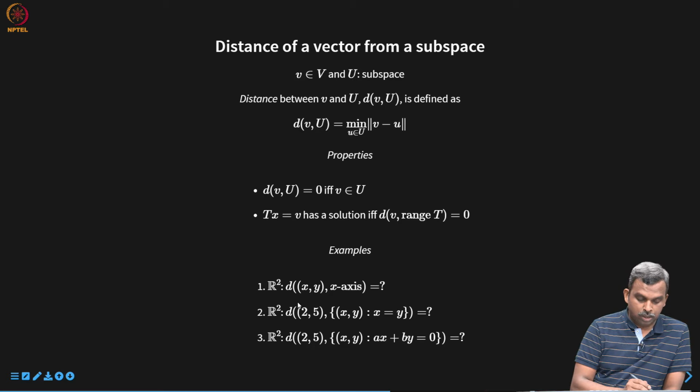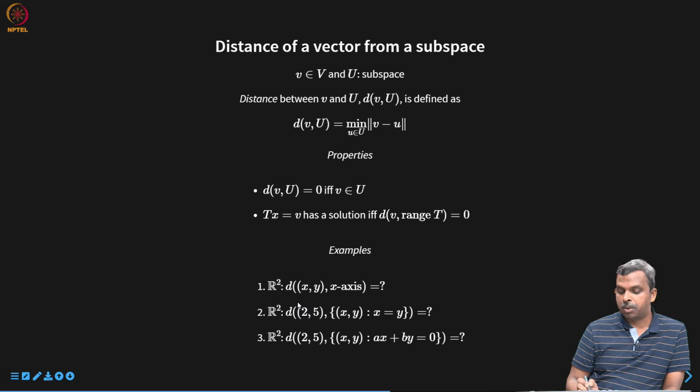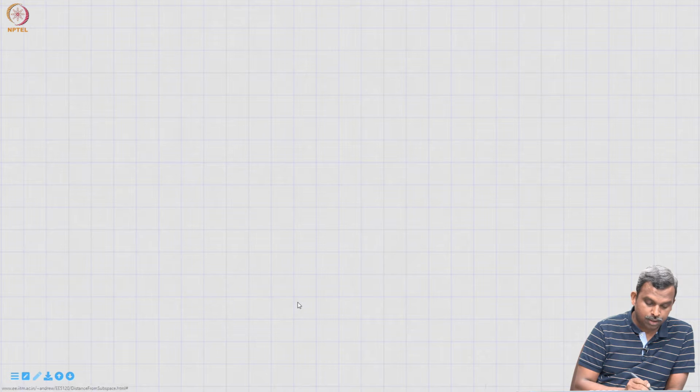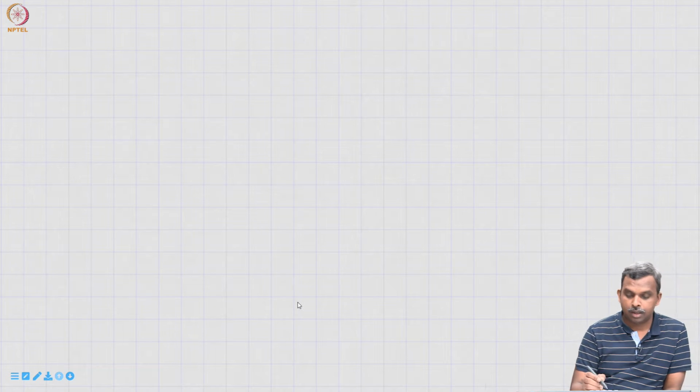So these are the three examples I'm going to do. Distance of a point from the x-axis, distance of a point from the x equal to y line, and distance of a point from the ax plus by equal to 0 line. Okay, so in R2 the only interesting subspaces are lines, right? Other things are not clearly interesting. So the only interesting subspaces are lines, and let's see what happens when we look at distance from a point to the line. I mean a line through the origin, right? So that's what I'm going to see. So let's go to this conditional thing and then start looking at some examples.